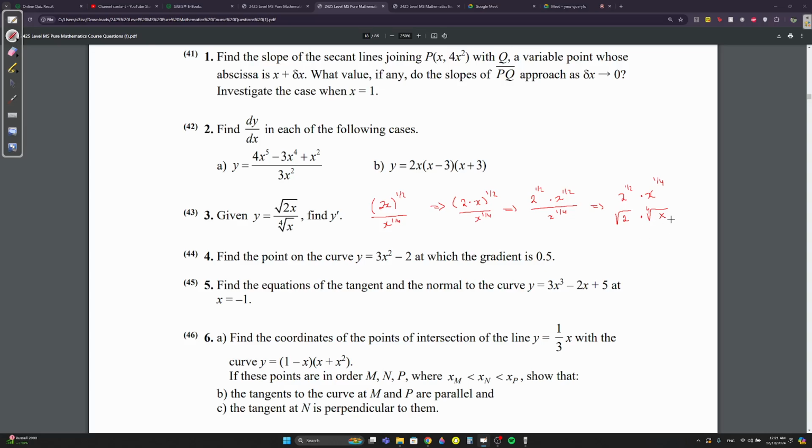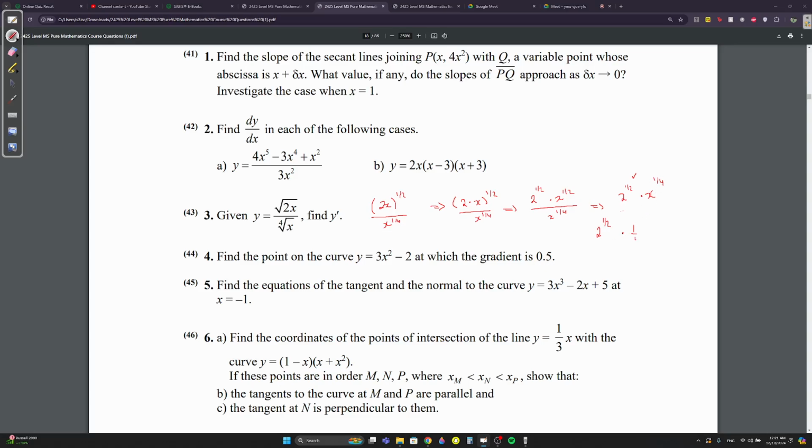Oh, wait. Never mind. Until now, I just simplified. I didn't derive anything. Okay, so let me erase this. I forgot to derive. Sorry. Whenever you have a number multiplied by your x, always keep that number to the side and multiply by it at the end. Okay? So let's derive x to the power of 1 over 4.